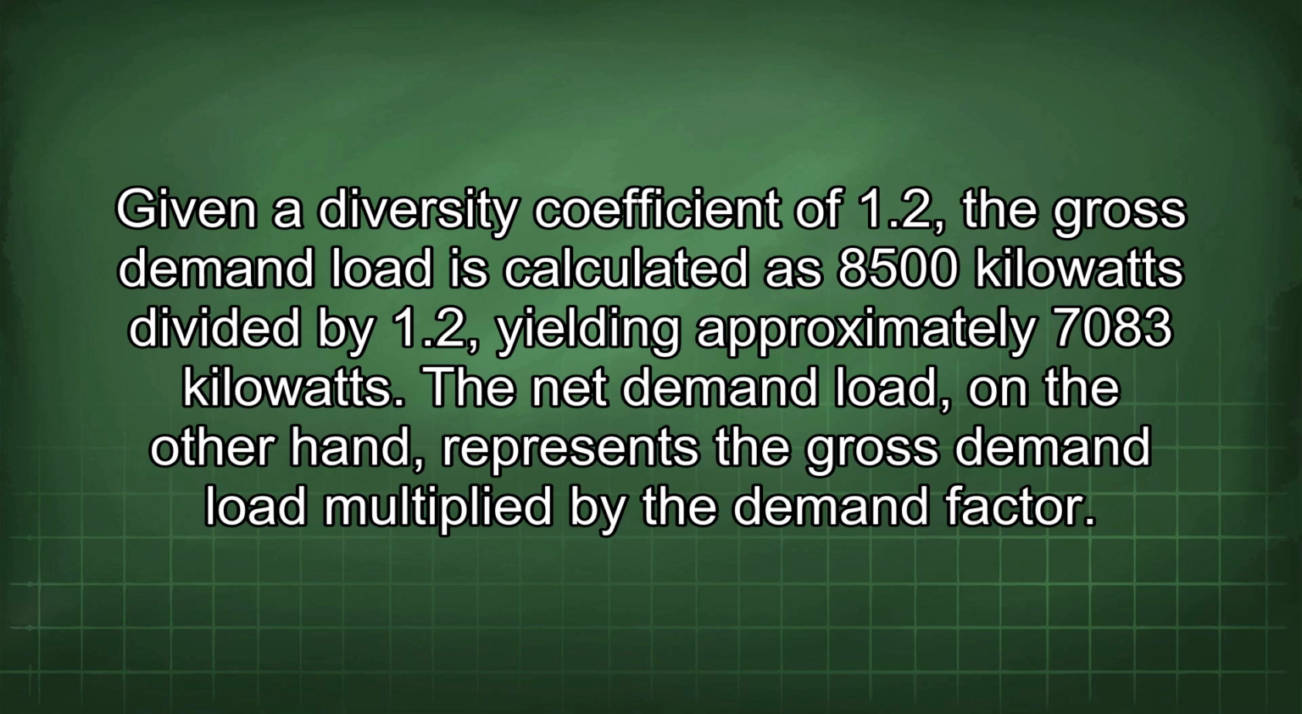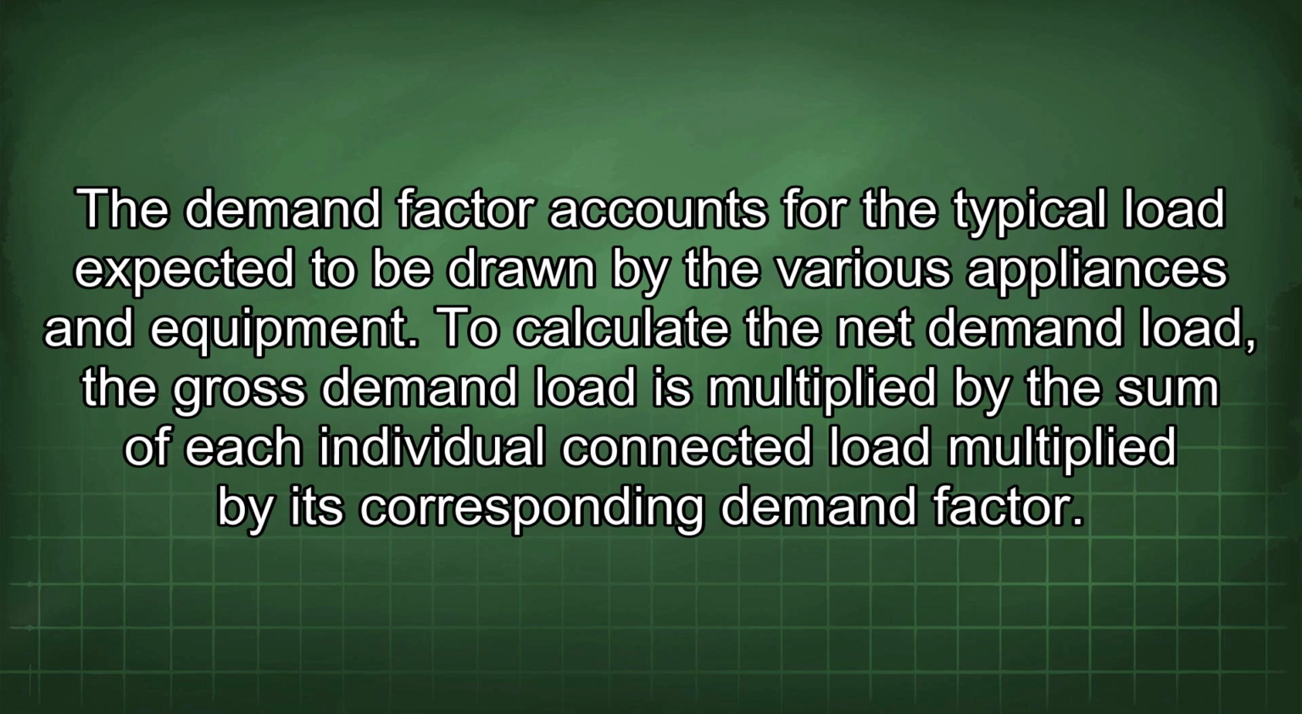Given a diversity coefficient of 1.2, the gross demand load is calculated as 8500 kilowatts divided by 1.2, yielding approximately 7083 kilowatts. The net demand load, on the other hand, represents the gross demand load multiplied by the demand factor. The demand factor accounts for the typical load expected to be drawn by the various appliances and equipment. To calculate the net demand load, the gross demand load is multiplied by the sum of each individual connected load multiplied by its corresponding demand factor.